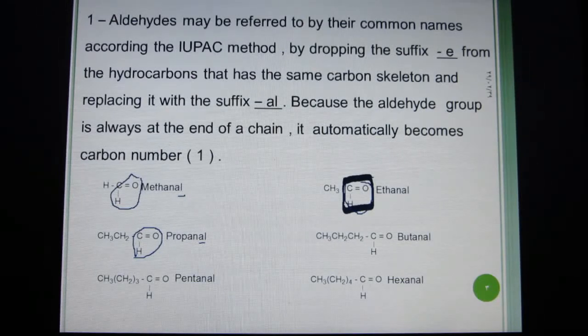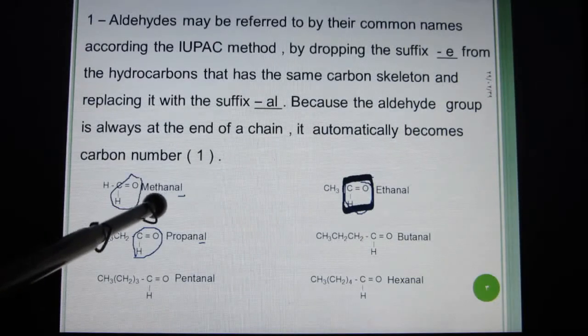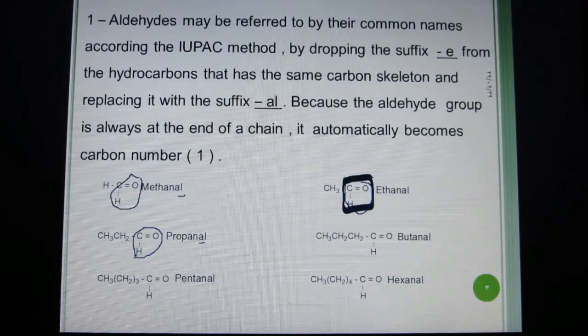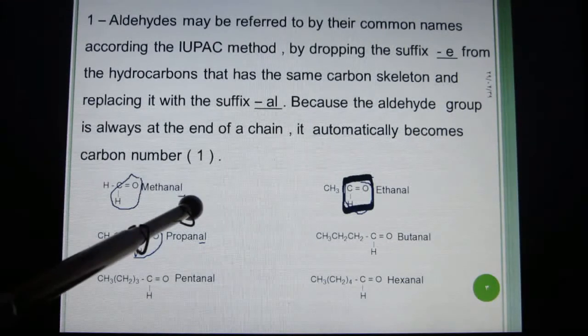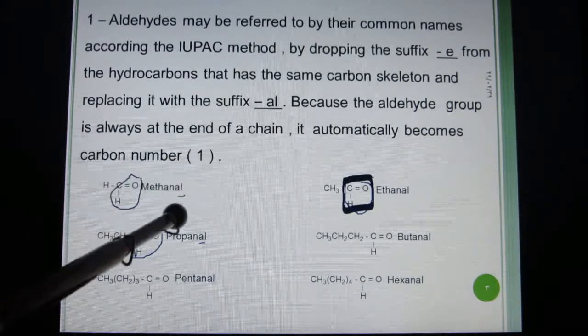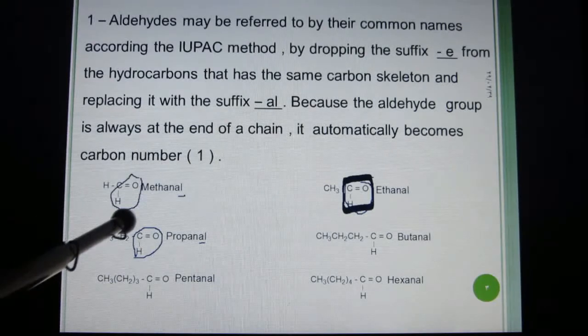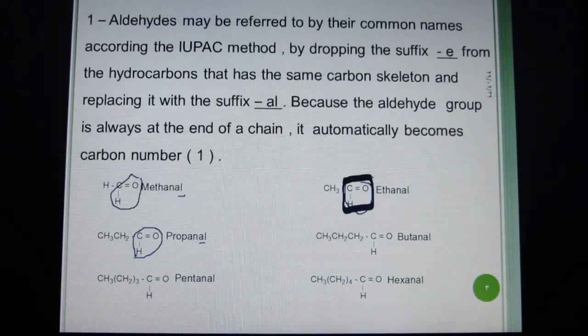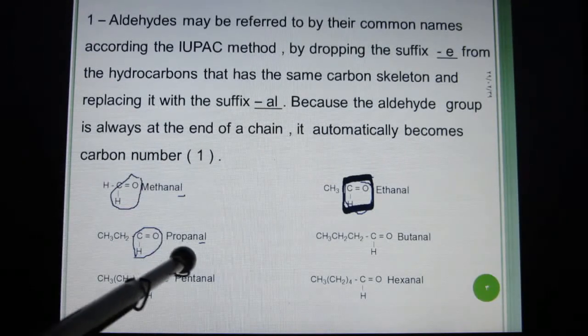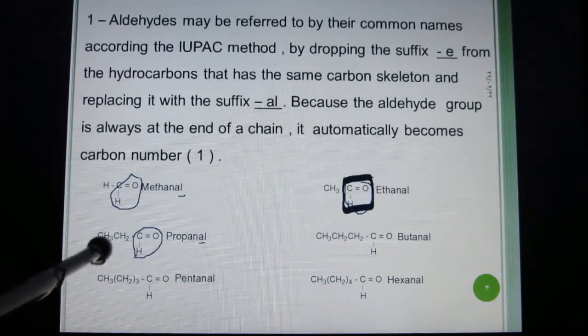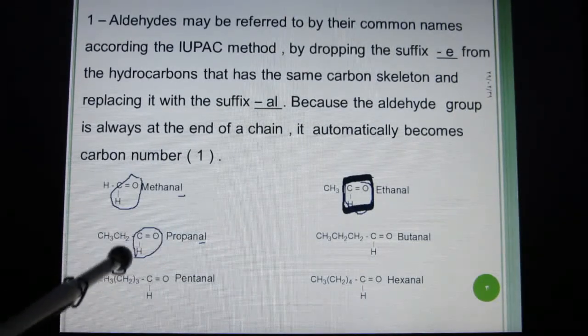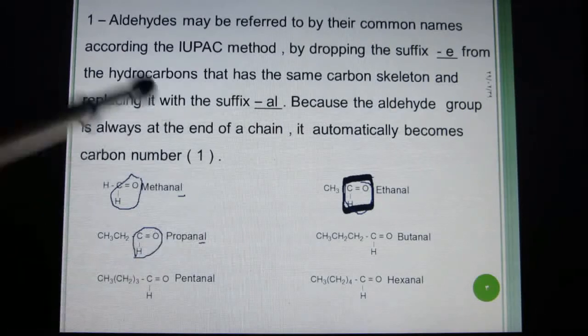If we look at the first one, it will be methane, because we have one carbon atom in the alkane chain. We remove the E and put AL, so it is called methanal. And if we look, it is at the end of the chain, or carbon number 1. Here at propanal, this is 1, 2, 3, and this is carbon number 1, and so on.